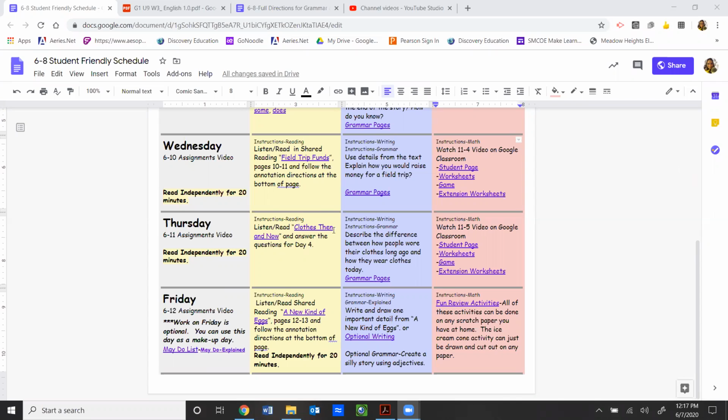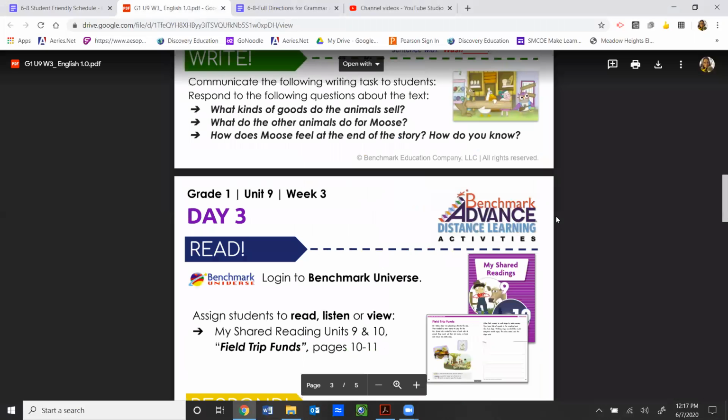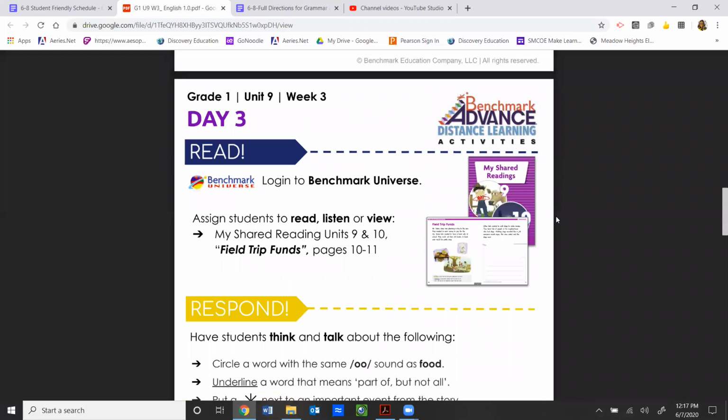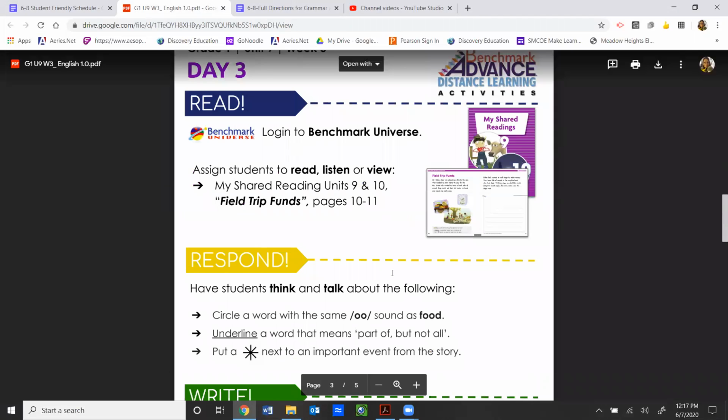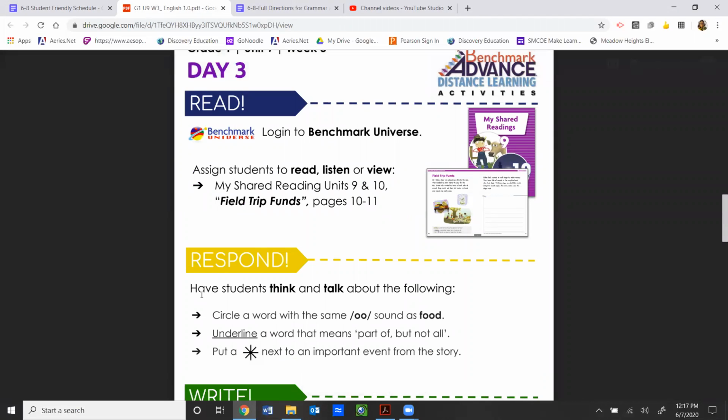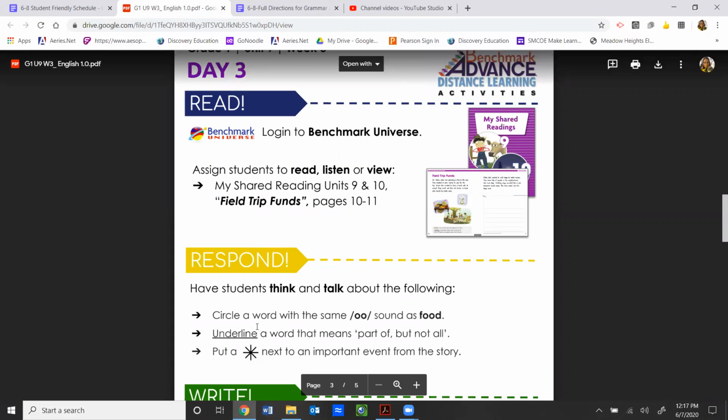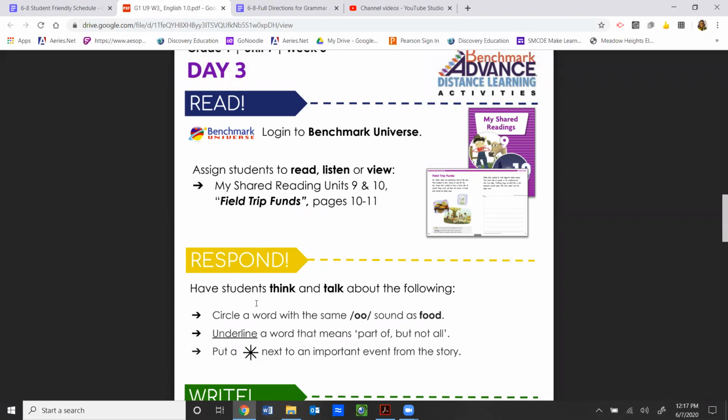Today you are going to do a reading out of the shared reading book called Field Trip Funds, located on pages 10 and 11. You're going to follow the annotation directions at the bottom of the page. You can also find the directions for the shared reading on day 3 on this direction page right here. The respond section has pretty much the same annotation directions, with some of the wording slightly different.